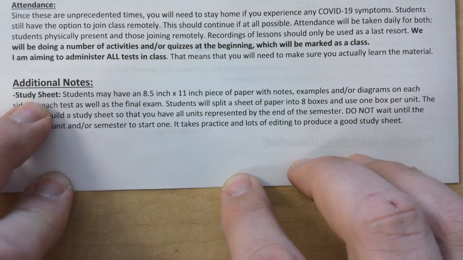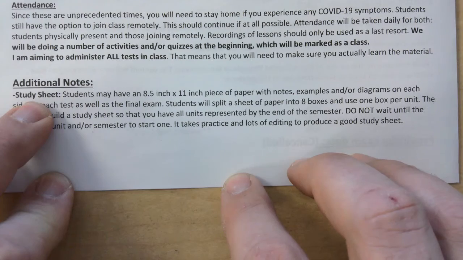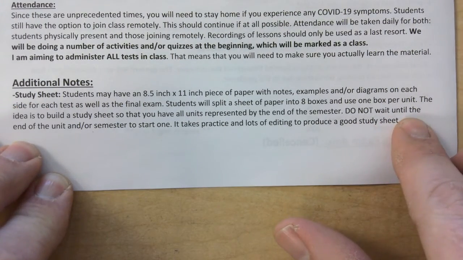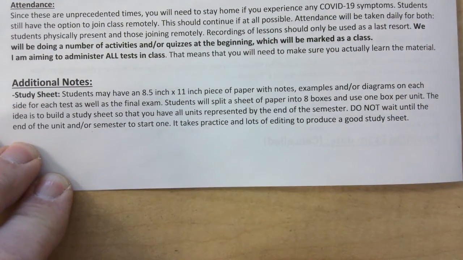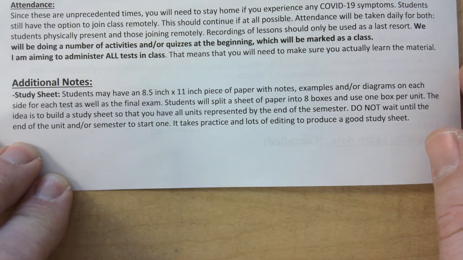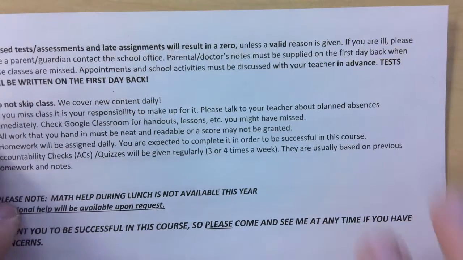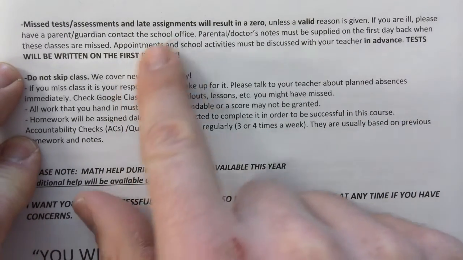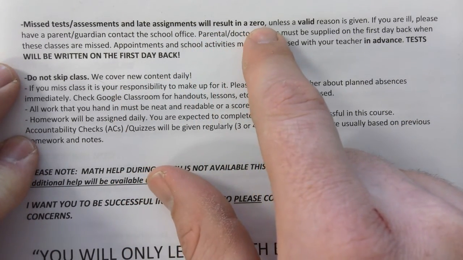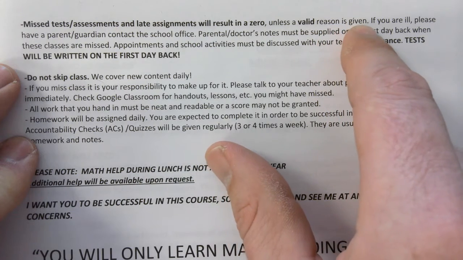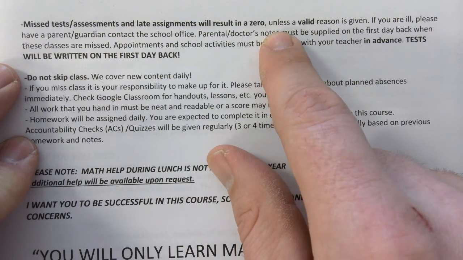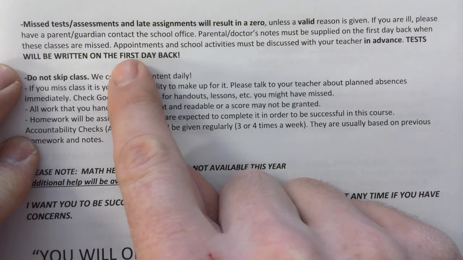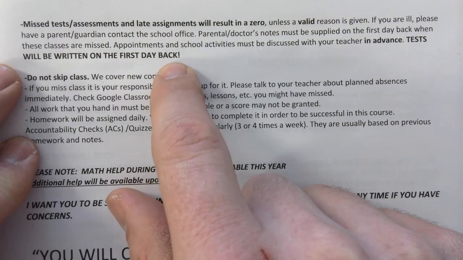Additional notes, study sheet, I guess we've talked about it. And again, do not wait until the end. That's what I'm going to say there. That's all I'm going to say about study sheet because I already talked about it. So what's on the back side? Missed tests and assessments and late assignments would result in a 0 unless a valid reason is given. The test, right? Test will be written the first day back, okay?